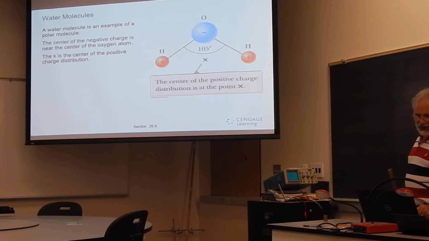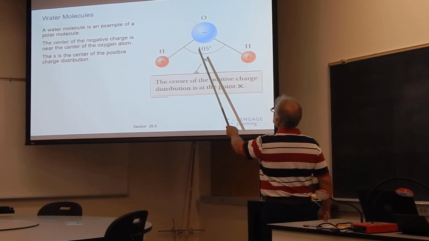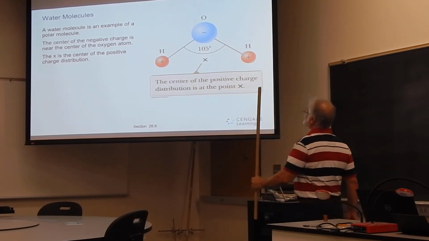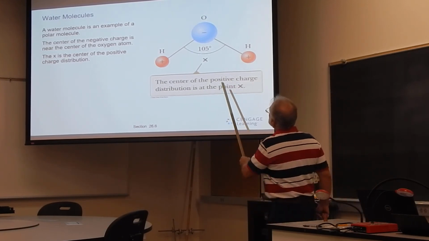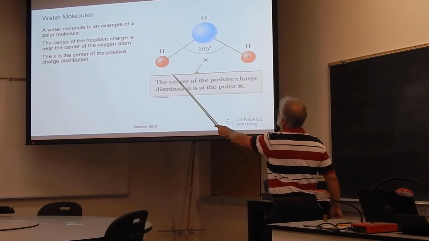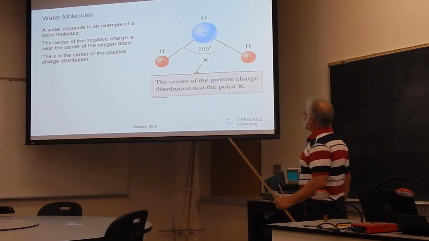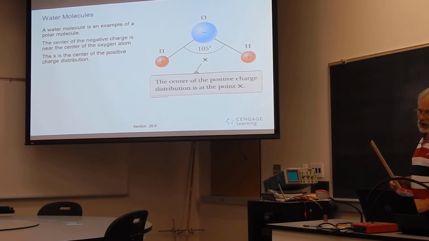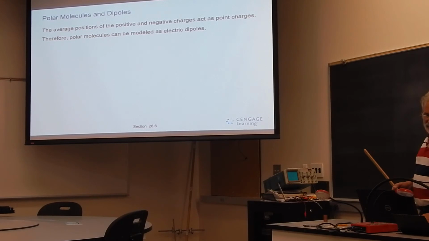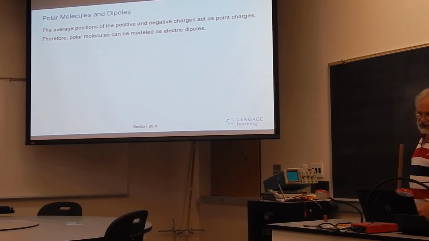A good example of a polarized molecule, of course, is the water molecule. There's an angle of 105 degrees between the two hydrogens with respect to the oxygen in water. You can see that the center of negative charge is very close to the oxygen atom, whereas the center of positive charge is directly in between the two hydrogen atoms, which gives me a polar molecule. So water is a really good example of a polar molecule, and these can be modeled as electric dipoles.